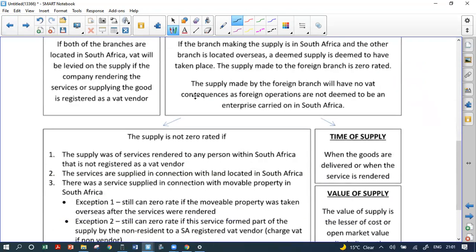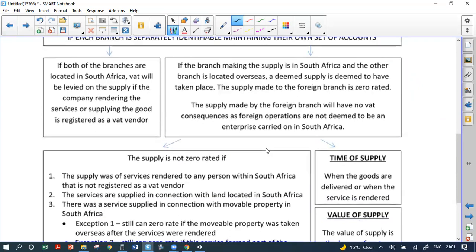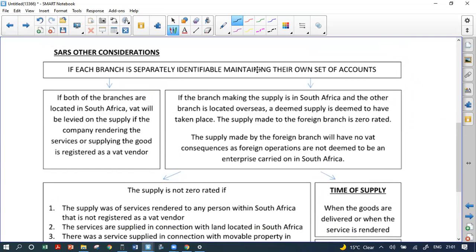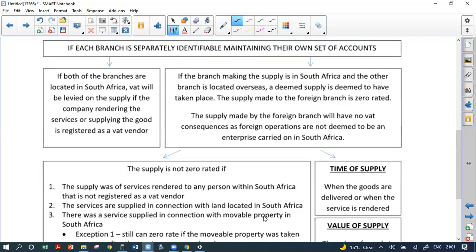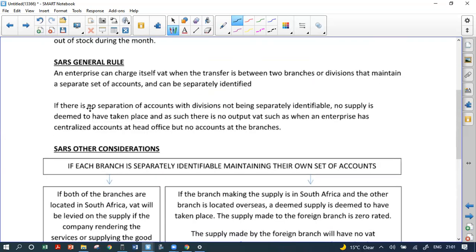Although here's a full summary of everything as far as branches are concerned. So if both the branches are located in SA, VAT is levied on the supply if they are separately identifiable, maintaining their own sets of accounts. Okay, you need to do it. If it's a South African branch doing it for a foreign branch, there are different rules over here, so you can just have a look at it. So it depends on whether you keep separate sets of accounts and separate numbers, or whether you don't keep separate sets of accounts or different numbers. And that's how it's going to work with branches.